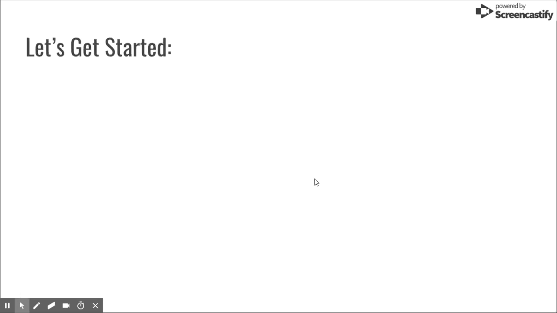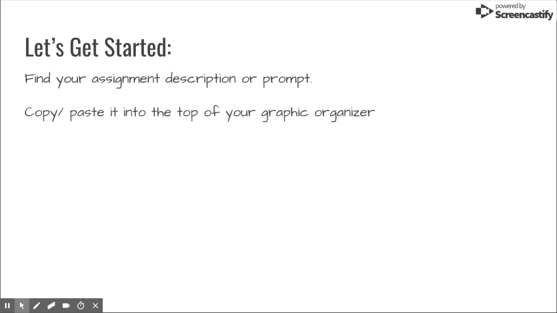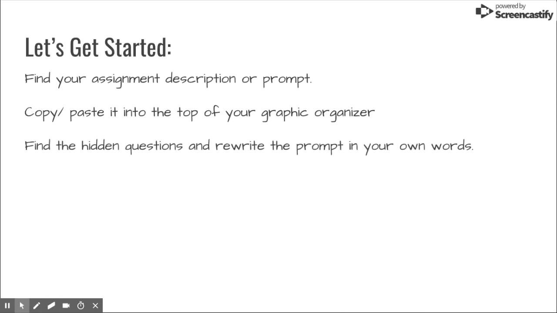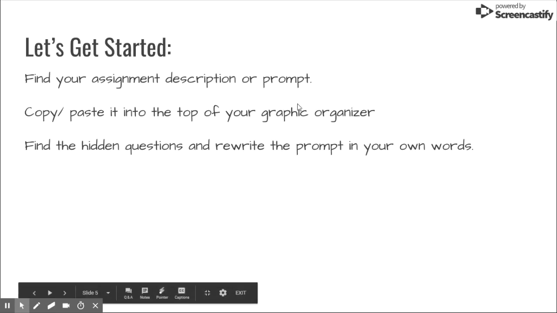Okay, let's get started. So, the first thing that I want you to do is find your assignment description or prompt. We're going to copy paste it into the top of your graphic organizer. And then we're going to find the hidden questions and rewrite the prompt in your own words, just so you make sure that you understand what the teacher is asking you.